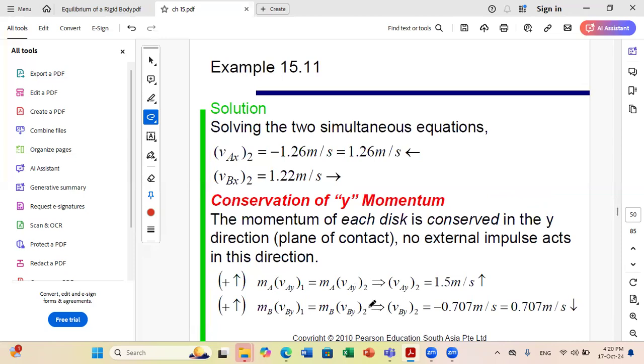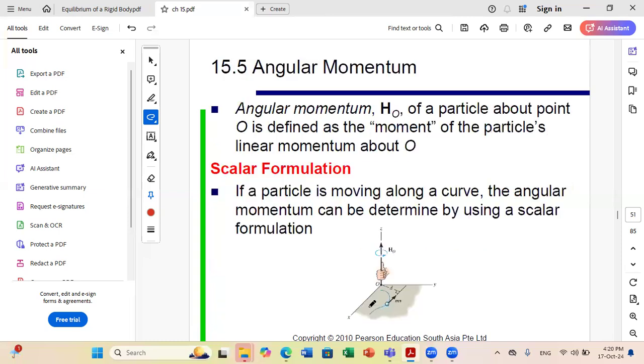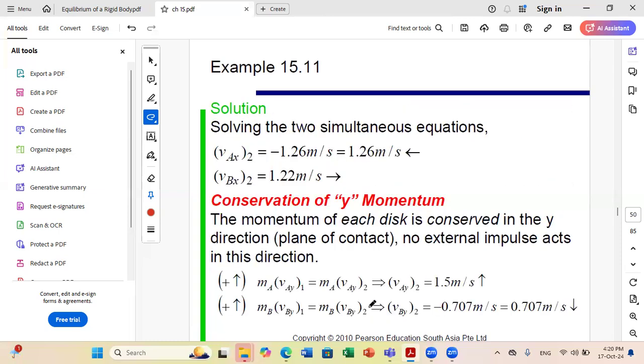And now once we have the components of final velocities, we can easily determine their direction and magnitude. For the magnitude, we do radical Vx squared plus Vy squared. And for the direction, we do tan inverse. We can first determine the quadrant, and then we do tan inverse of Vy over Vx, in absolute value.